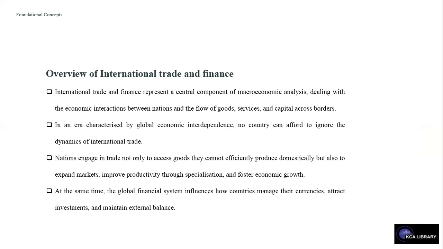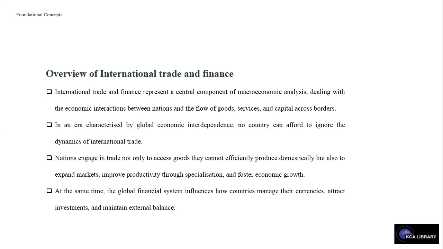Looking at an overview of international trade and finance, we see that international trade and finance represent a central component of macroeconomic analysis, dealing with the economic interaction between nations and the flow of goods, services, and capital across borders. And in an era characterized by global economic interdependence, no country can afford to ignore the dynamics of international trade.